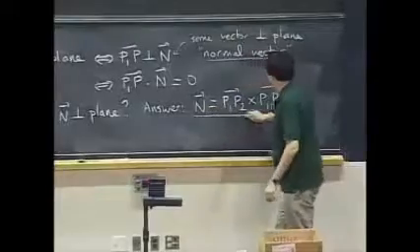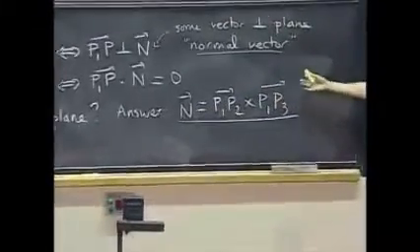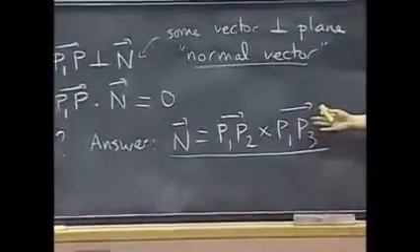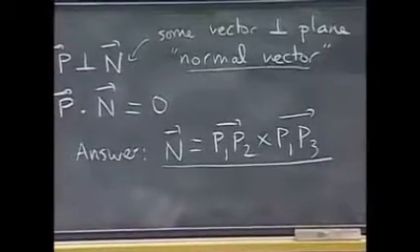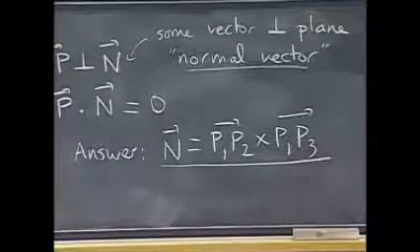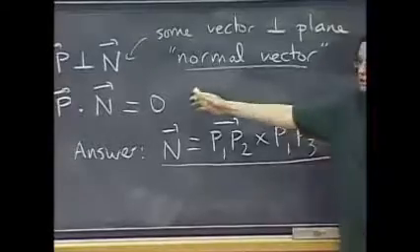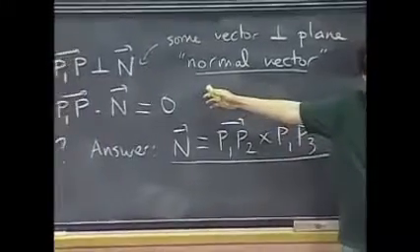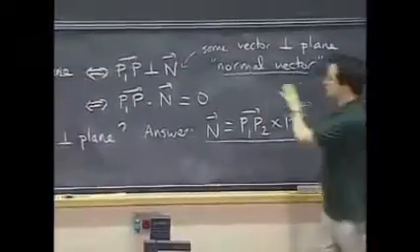So that's going to be one of the main uses of dot product. When we know two vectors in a plane, it lets us find the normal vector to the plane, and that is what we need to find the equation. Now, why is that the same as the answer over there?